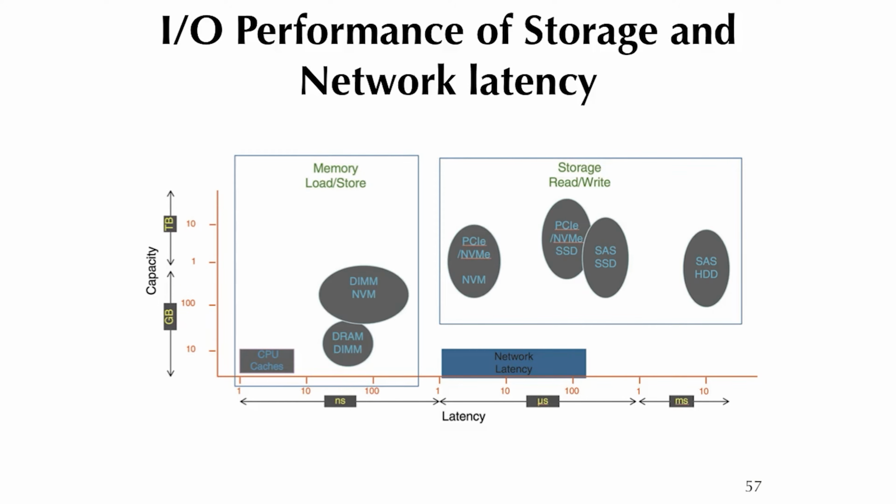This figure is taken from the book, basically showing the growth in both the capacity and the network speed. Okay, and so on the lower left corner, you have the highest speed and the lowest capacity. That's the CPU and caches, although that's also increasing. And you have the DRAM and NVRAM, and they are slightly higher in capacity, but more in the latency. And now you have the storage devices, which are much higher in capacity, and then the latency is much longer.